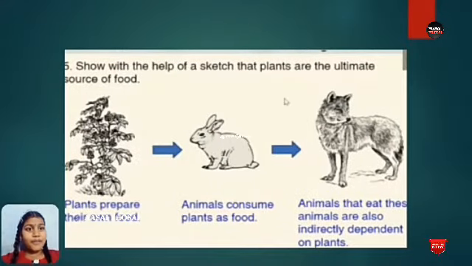Show with the help of a sketch that plants are the ultimate source of food. Plants prepare their own food. Animals consume plants as food, and some animals that eat these animals also depend indirectly on plants.